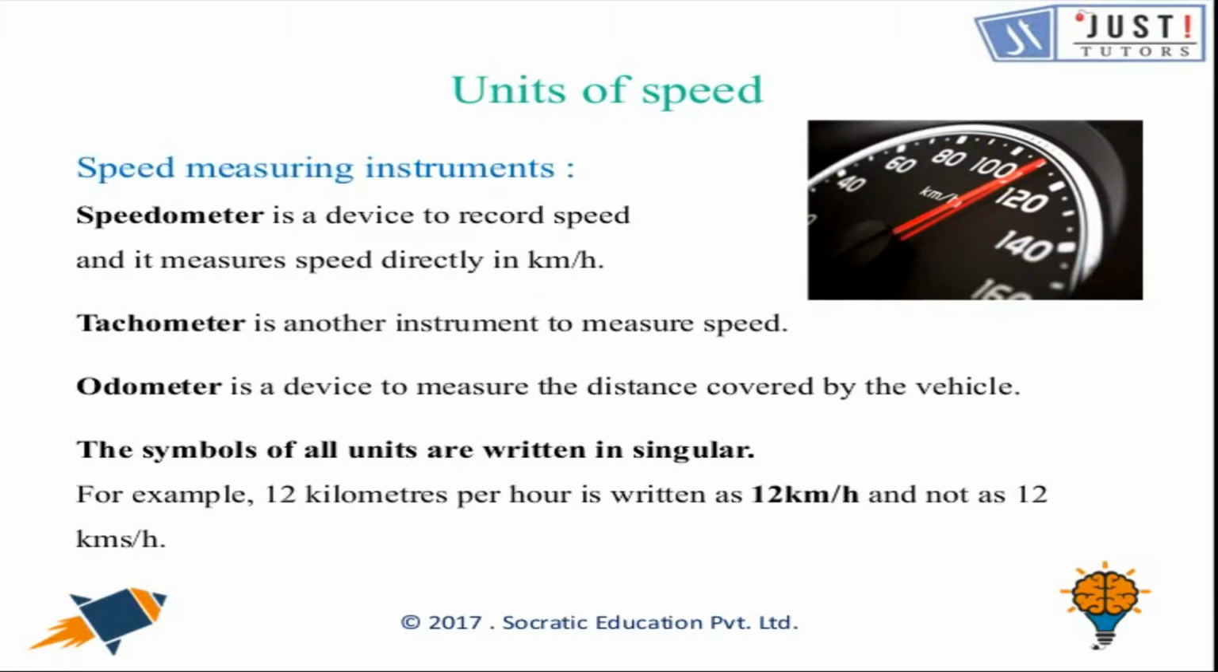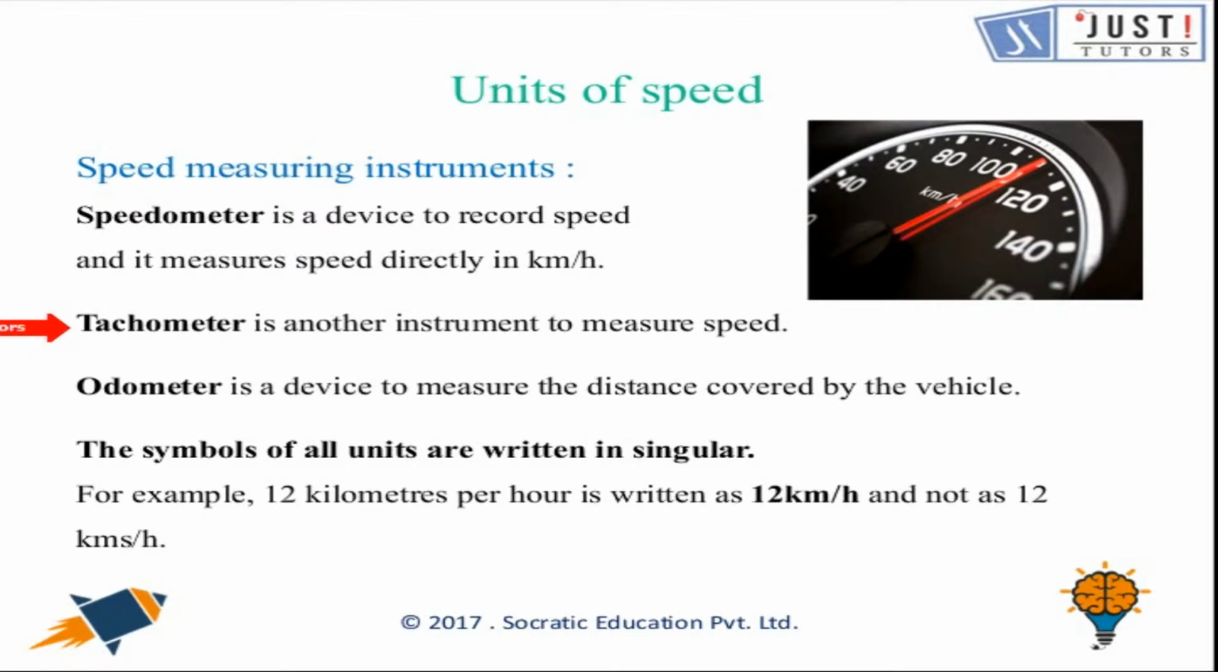Now let's talk about the speed measuring instrument. So the device that is used to record speed in vehicles directly is called a speedometer. Now you have seen something like that in your car or any other automobile. This is actually a speedometer. Now we also have a tachometer, which is another instrument to measure speed.